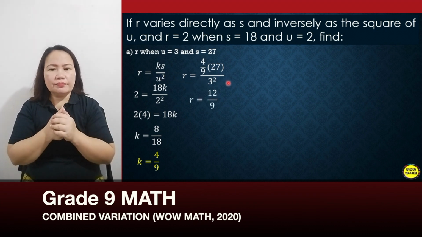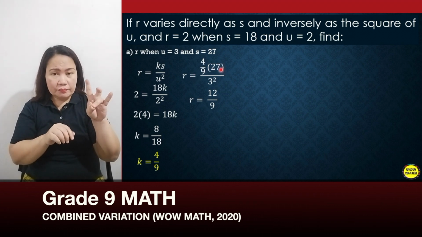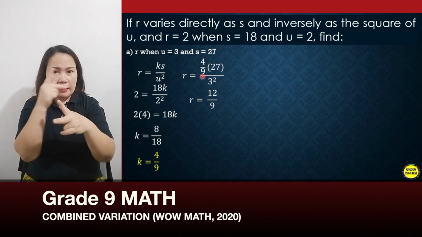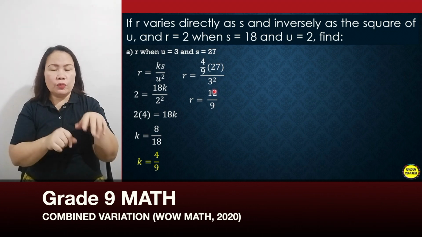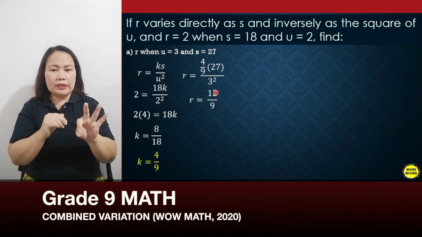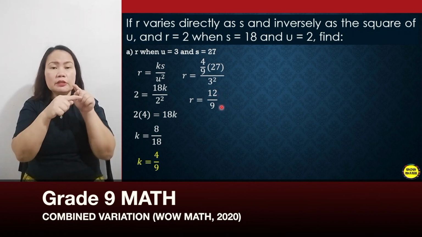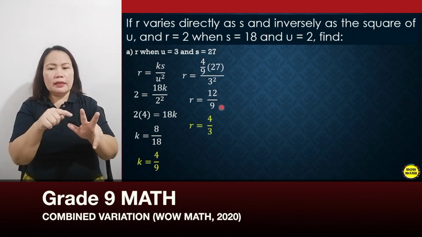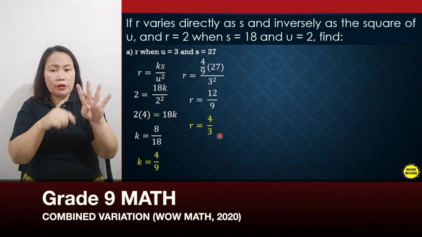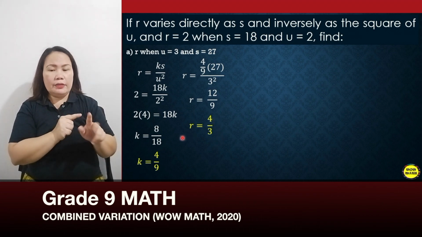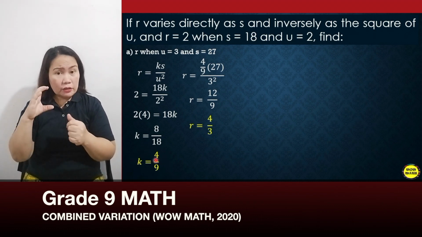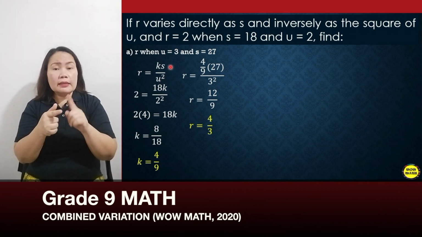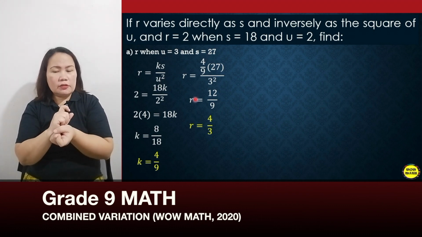And then simplify. So, 27, pwede natin ito i-cancel out. No? 27 divided by 9, that is 3 times 4 kaya 12, over 3 squared, that is 9. So, 12 over 9. So, pwede natin i-lowest term by dividing both numerator and denominator sa 3. And that is, r is equal to 4 over 3. Again, yung ginawa muna natin, kinuha natin yung constant. And then, gamit yung constant, sinubstitute natin yung u saka s natin para makuha yung r.